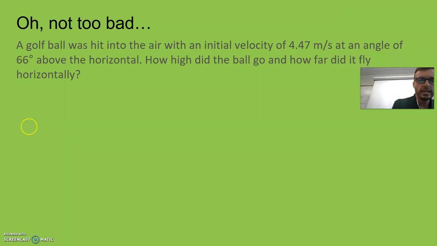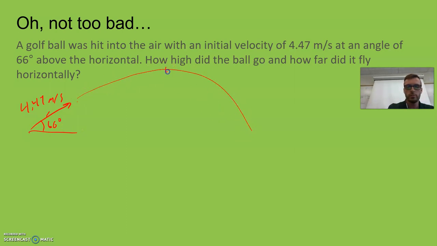A golf ball was hit into the air with an initial velocity of 4.47 meters per second at an angle of 66 degrees above the horizontal. How high did the ball go? So up here. And how far did it fly? So here you go. Here's your apex and your range.